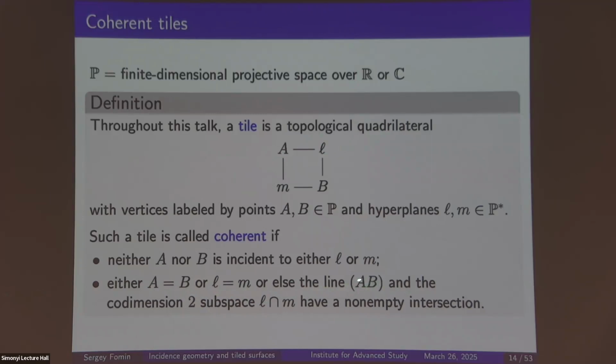Here's the key condition. I want the line AB and the codimension 2 subspace L intersect M to have a non-empty intersection. So AB is a line. L and M are codimension 1 things, right? So when we intersect them, we get something codimension 2. And something codimension 2 and something dimension 1 generically will miss each other. So I want to impose the condition that they don't, that the line actually pierces that codimension 2 subspace. Then I call this tile coherent. Is the definition clear?